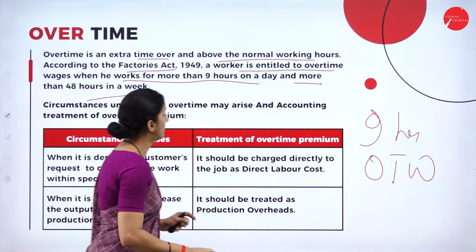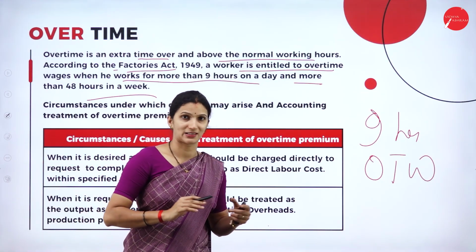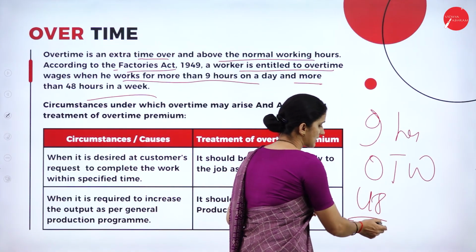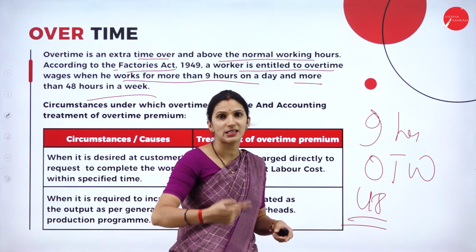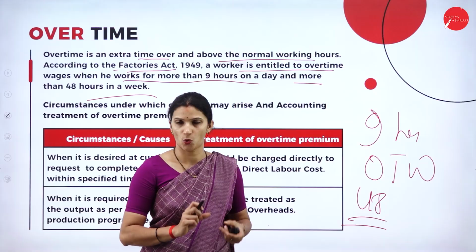So that is the rule according to the Factories Act of 1949; it is fixed. In a week, if he works the normal working hours, it is 48 hours. If he works more than that, he will be entitled to additional wages for that overtime work.